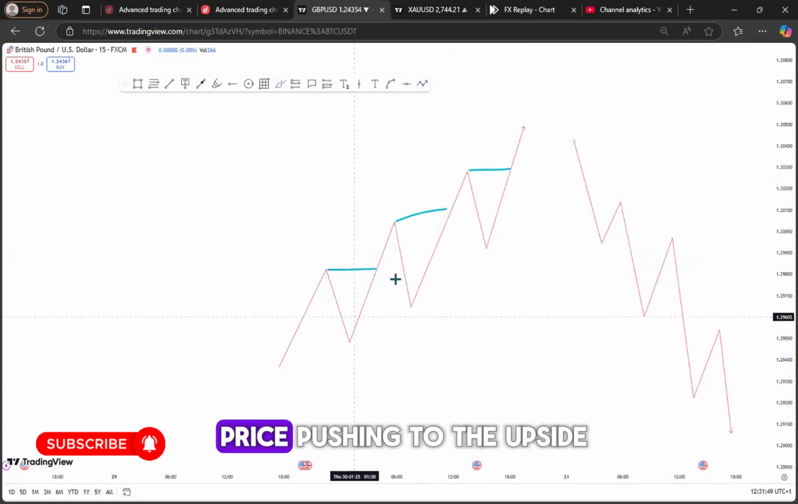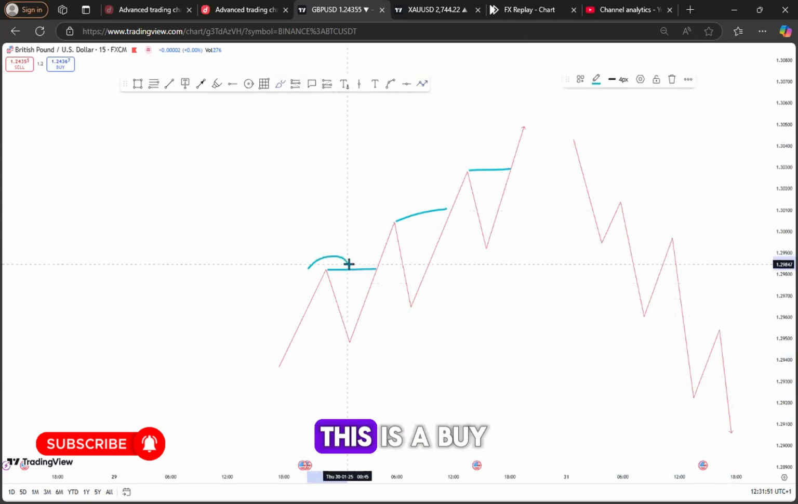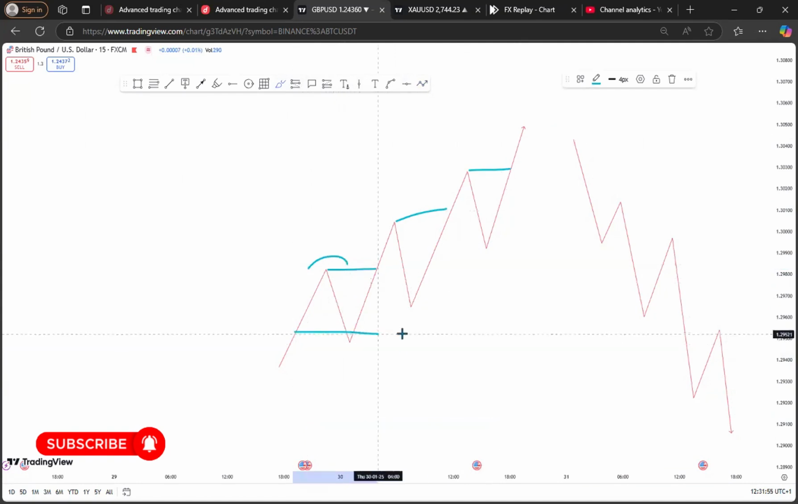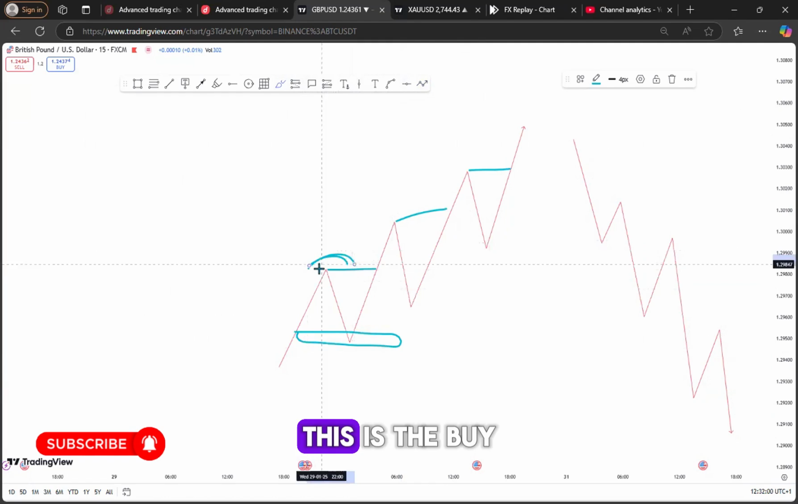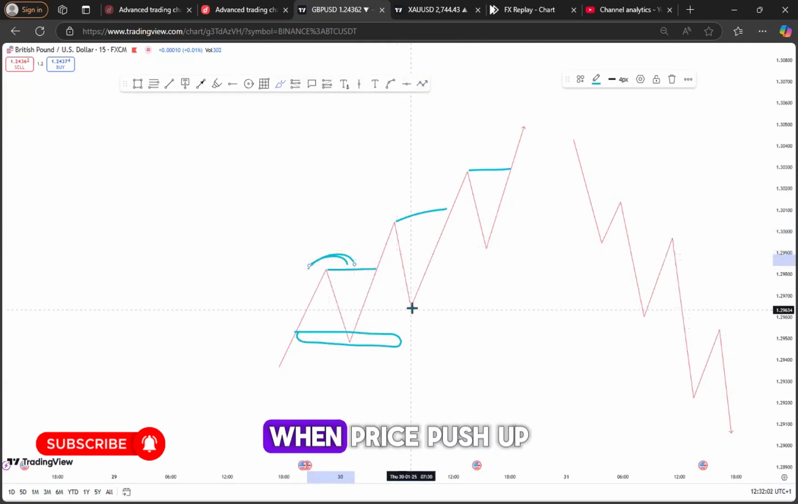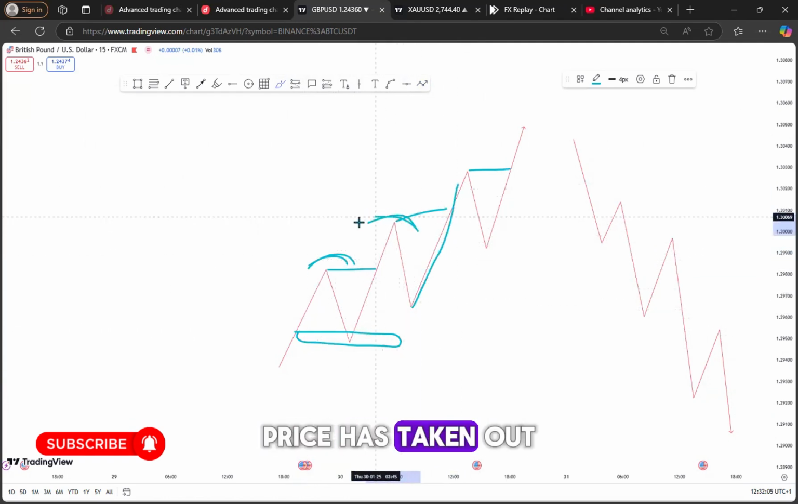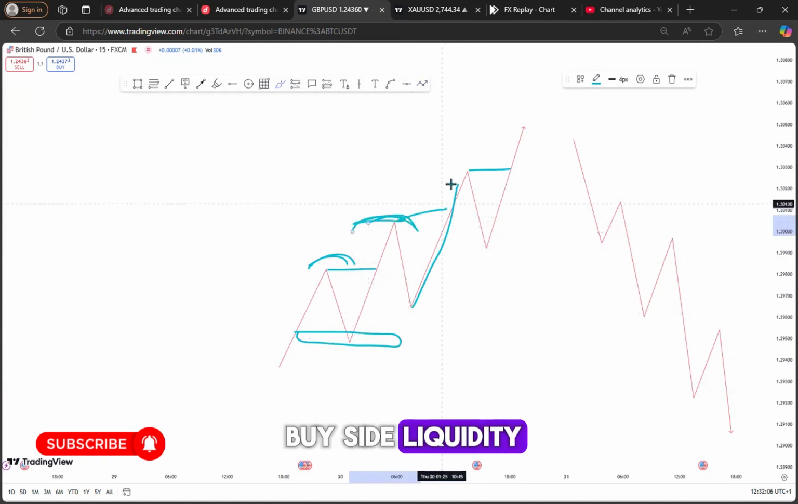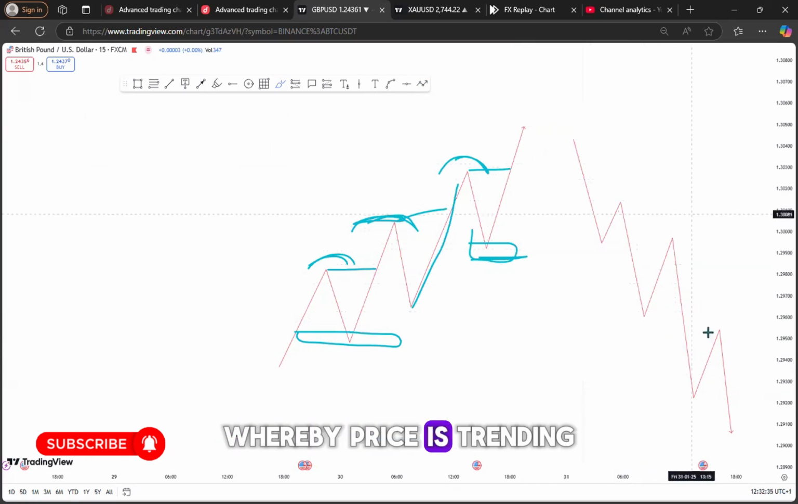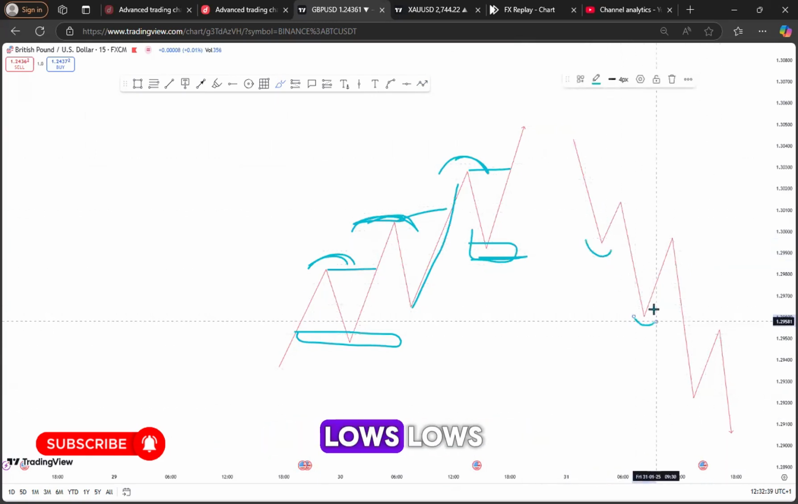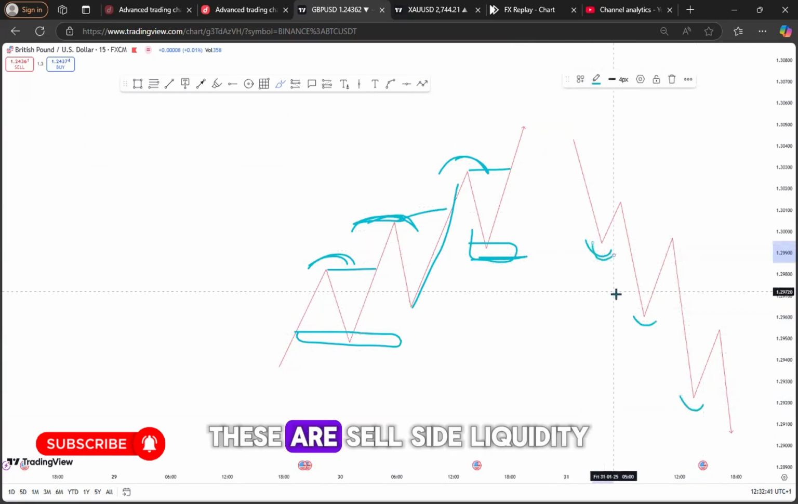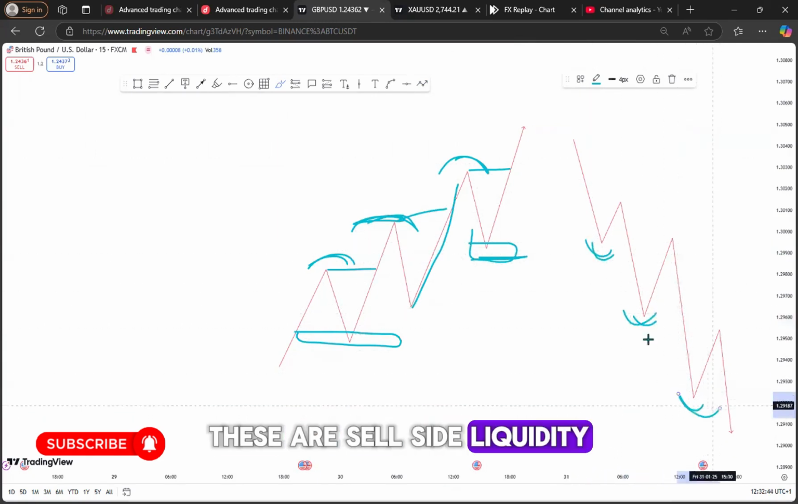In the process of price pushing to the upside, price will be taking out the buy side liquidity. Price is buying from here, taking out this high. This is the buy side liquidity. When price pushes up to take here, price has taken out buy side liquidity. In a situation whereby price is trending to the downside like this, price will be taking out lows, lows, lows. These are sell side liquidity.